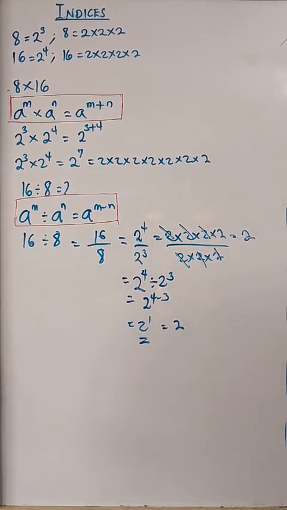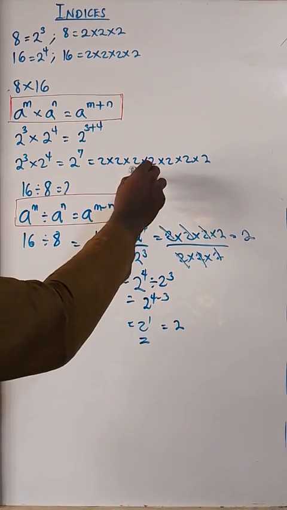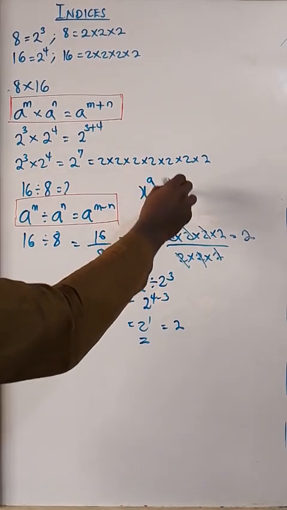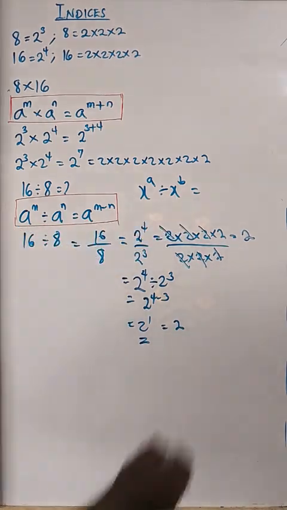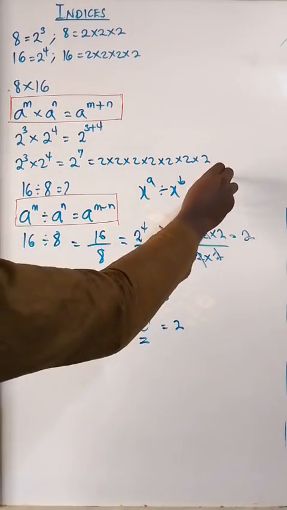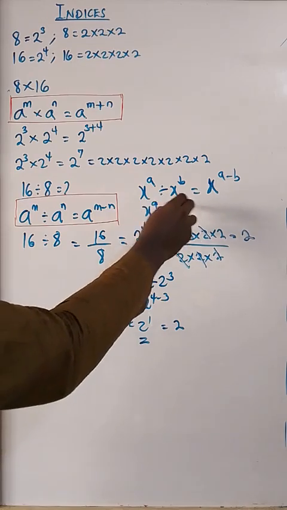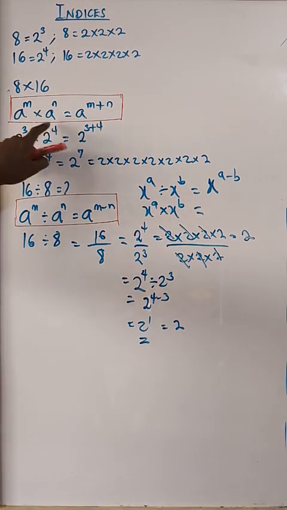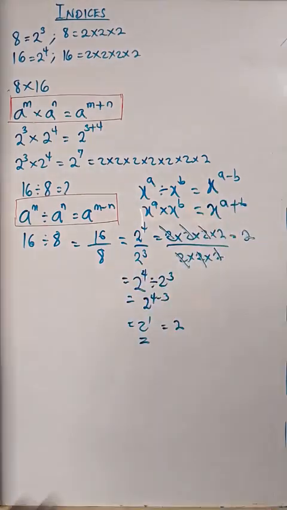Suppose I have this question. Let me know the answer. If I have x raised to power a divided by x raised to power b, what's the answer? Following this rule, they have a common base. You pick the base, then subtract the powers: a minus b. What if I have x raised to power a times x raised to power b? According to this rule, they are multiplying and they have a common base. We add the powers: x raised to power a plus b.